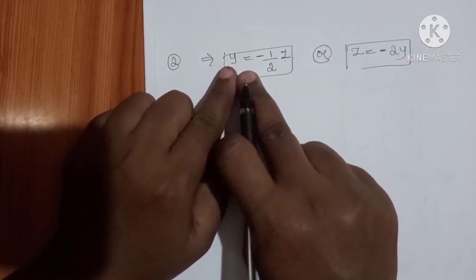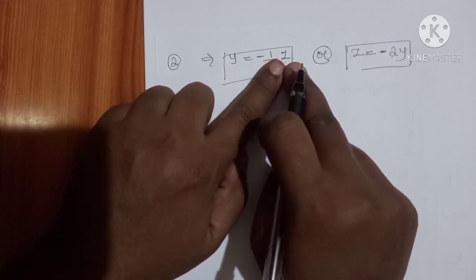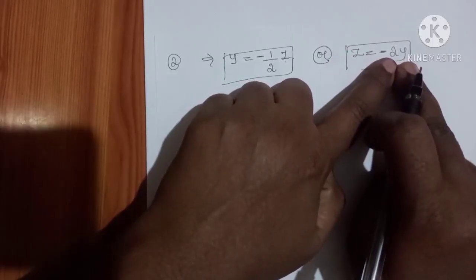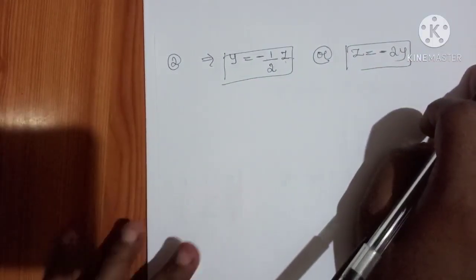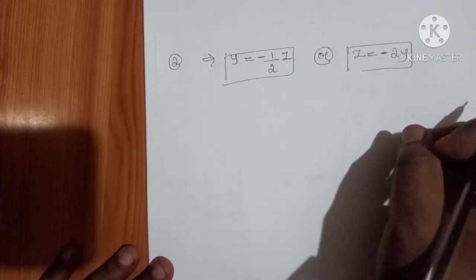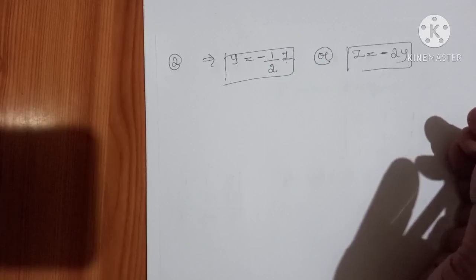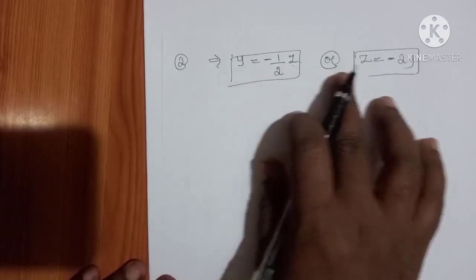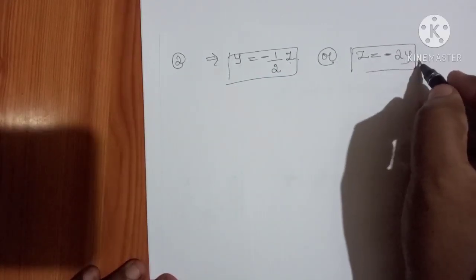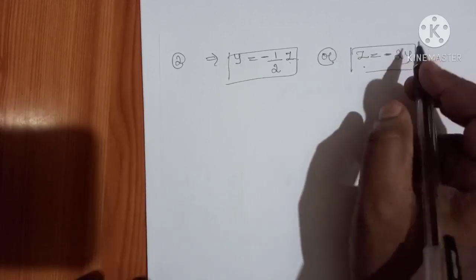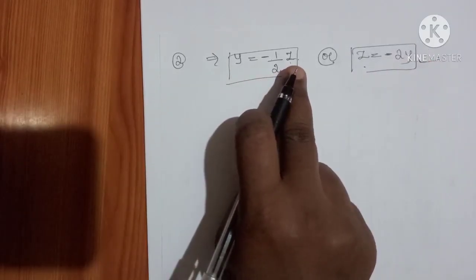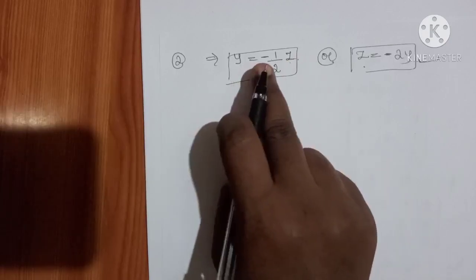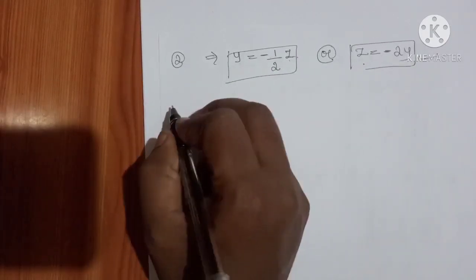If we express y in terms of z, we have to choose z equals to k. Or if we want to represent it this way, z equals to minus 2y, you can choose y equals to k. So in both cases you will get slightly different types of solution, but both are the same. So you can choose any way. Here we choose z equals to minus 2 into y. Depending on which variable or which unknown you choose equals to k, you will get different types of solutions.